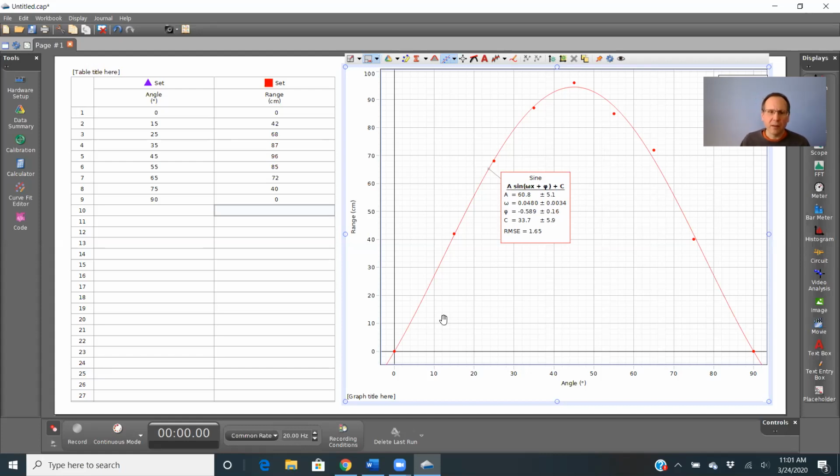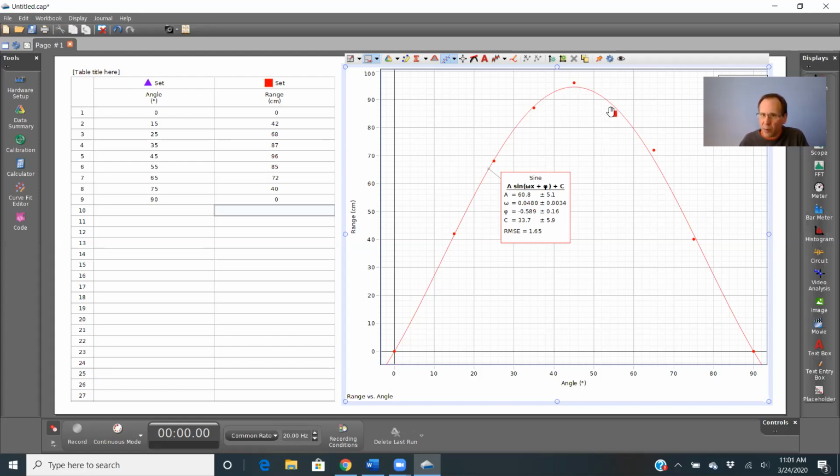Okay, now for the title, remember it's always y versus x. So in this case, it'll be range versus angle. And here's the part that's new, right? We want to locate the peak of this curve. So we did our sine fit, and we want to find the peak of our curve right here.